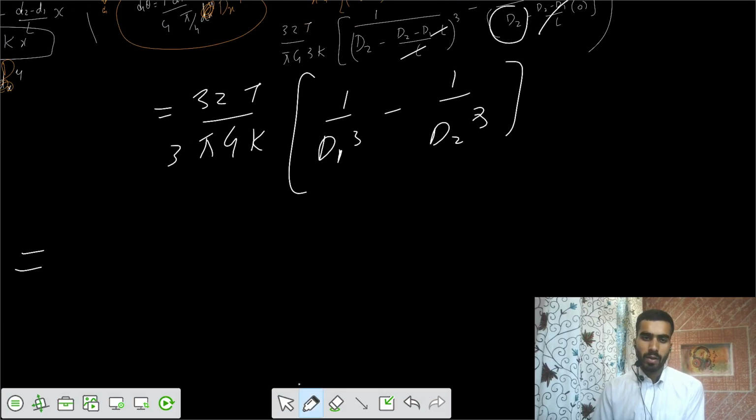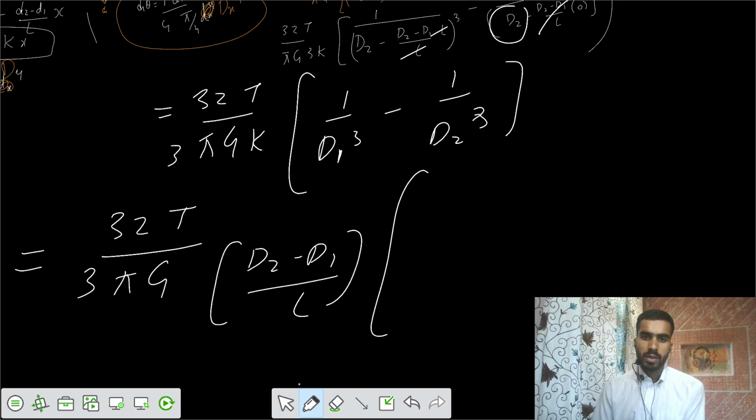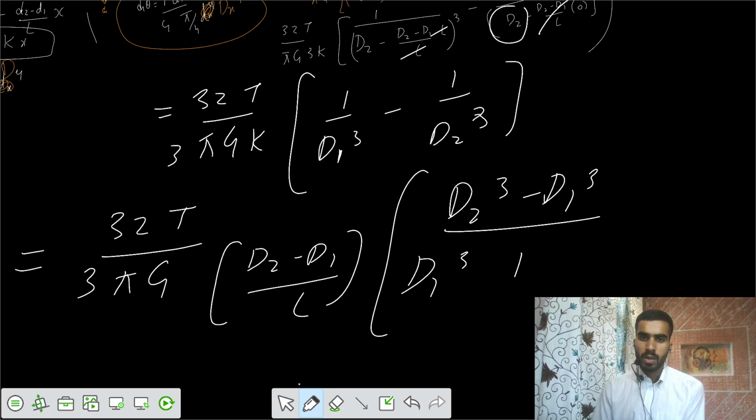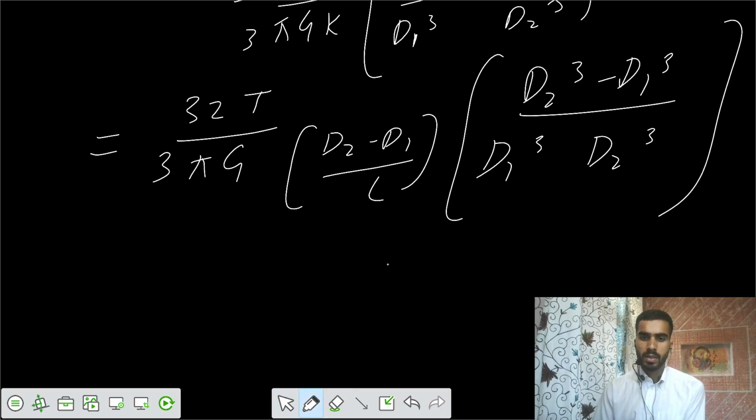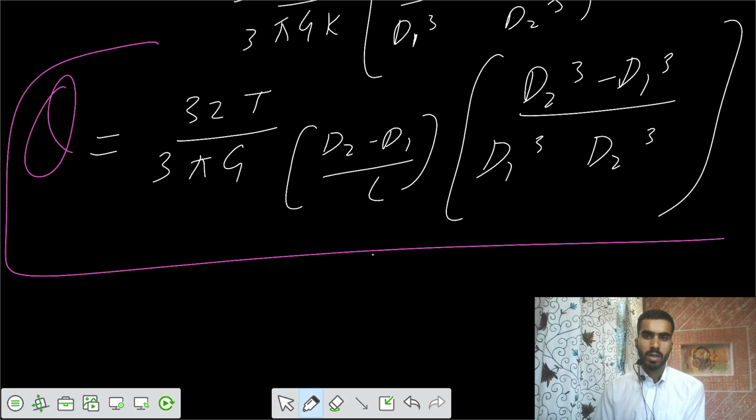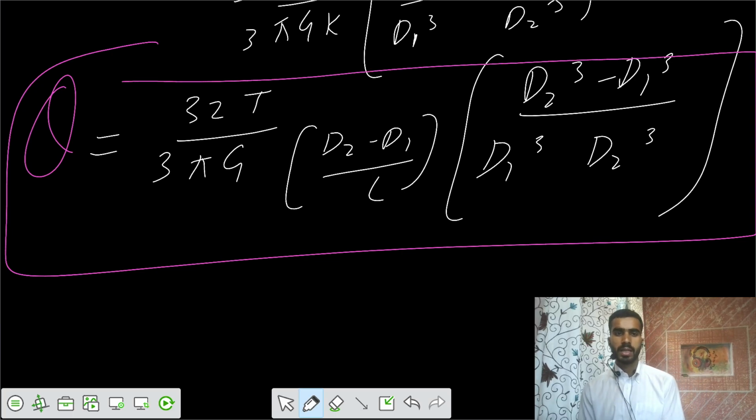And if you substitute the value of k also, I would write 32T by 3πG. The value of k was d2 minus d1 by L, and you have this value of d2 cube minus d1 cube divided by d1 cube and d2 cube. So you got the final equation in terms of this one. So this is your theta total. The equation becomes theta equals 32 T by 3πG, d2 minus d1 by L, d2 cube minus d1 cube by d1 cube d2 cube.